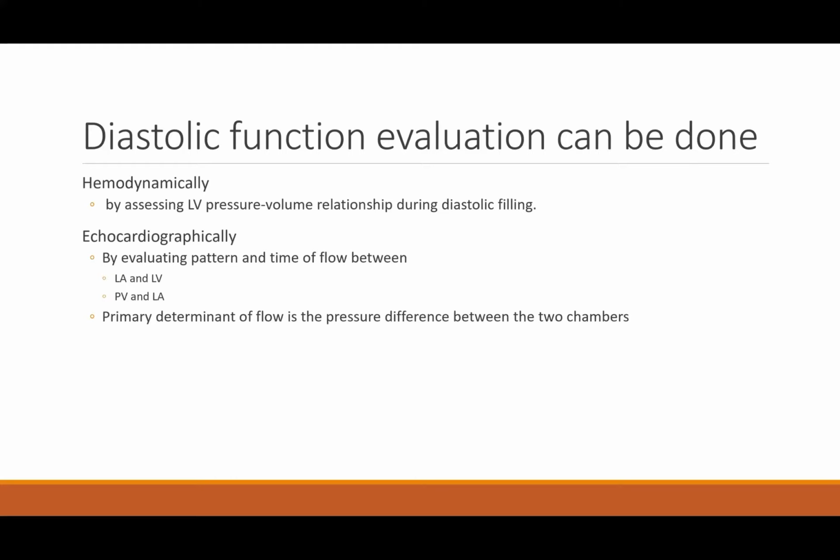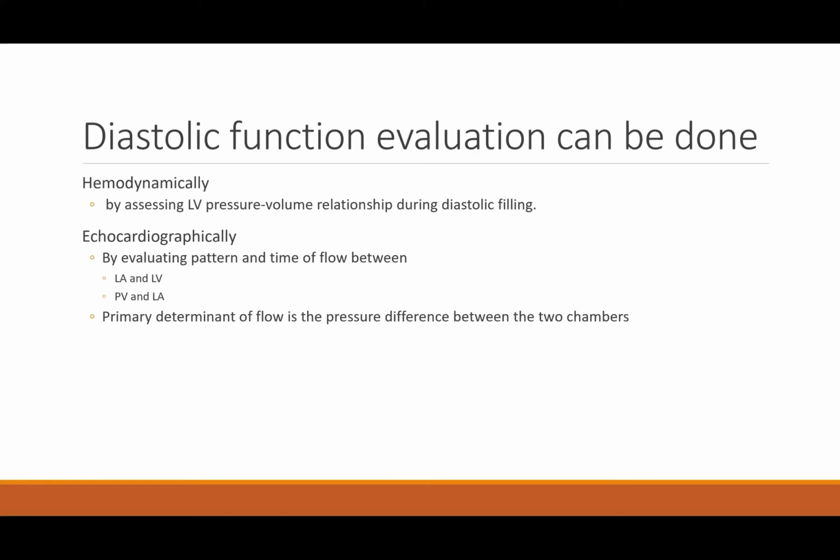analyzing the pattern and the time of flow required between two chambers, like between the left atrium and the left ventricle, or between the pulmonary veins and the left atrium. Here the primary determinant of flow is the pressure difference between the two chambers. For example, if there is diastolic dysfunction, the LV pressure will increase, and that will result in a longer time for the blood to flow from LA to LV. So accordingly, the time of flow will increase and the waveforms get distorted from the normal.